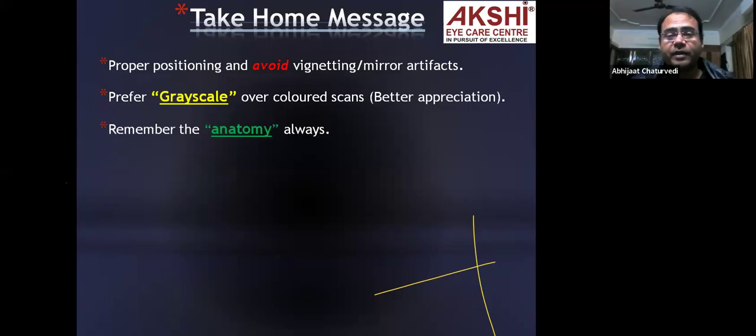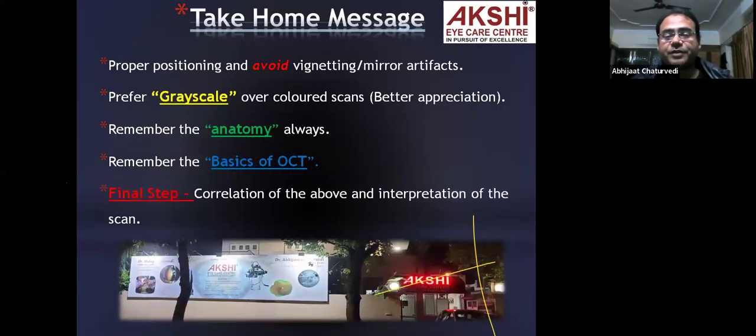Always remember the anatomy, because anatomy is the building block. Like we are taught in our MBBS days, in the first year, you always study anatomy first. In order to correct your vehicle, you need to know what your vehicle is composed of, what the parts are, what the connecting things are. And if you know that, you don't need to mug it up, you need to understand that. And if you know that, you can very easily read such scans and make a beautiful diagnosis. Always remember the basics of OCT, and the final step is correlation of it all and interpreting the scan.